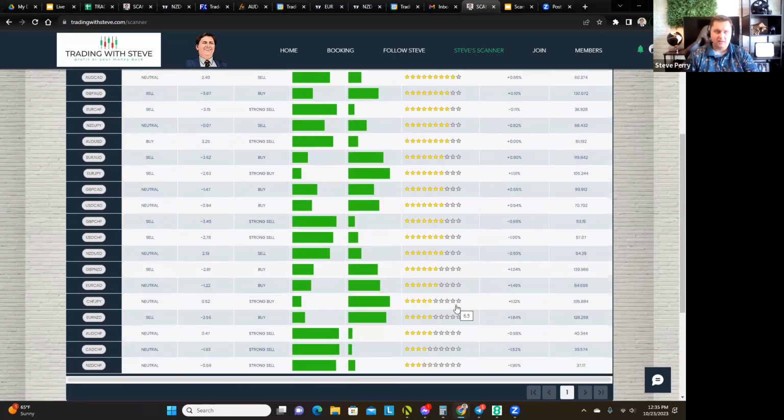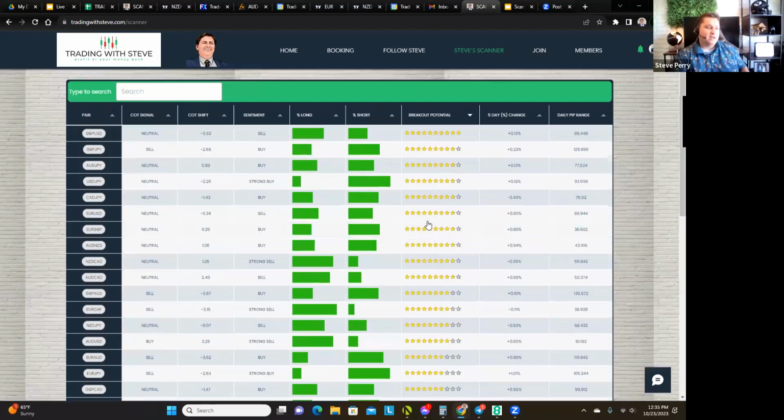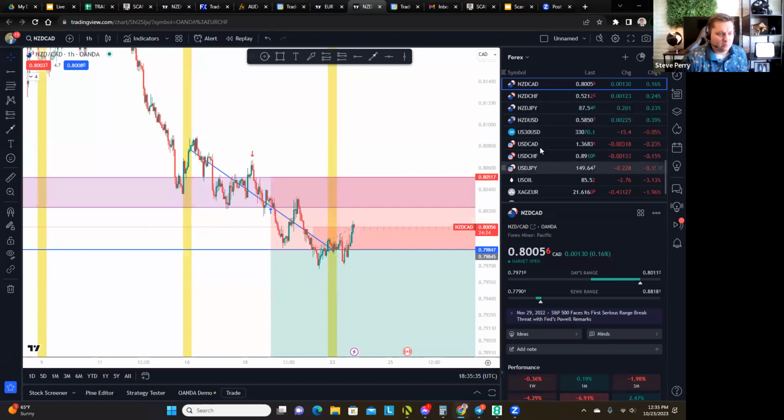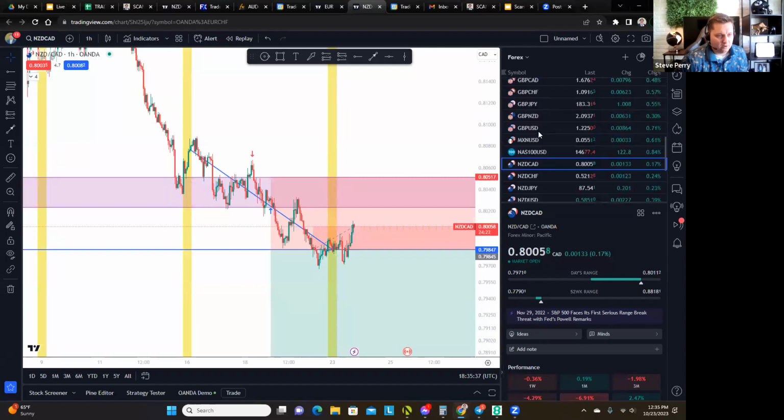And it's not as likely to have as big of a breakout because it's already been having those big breakouts. But when you look at this, as of right now, there's only one currency pair with 10 stars, and that is the pound dollar. So if I were to look at the pound dollar right now, let's actually pull that up. Let's go to the pound dollar.